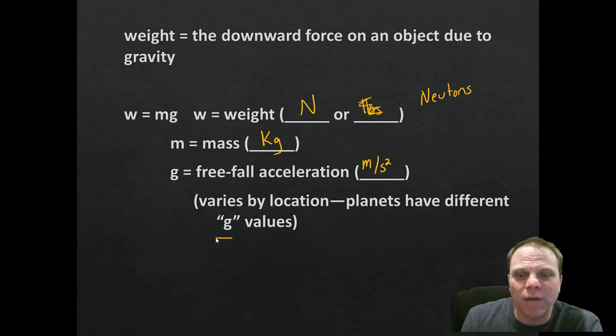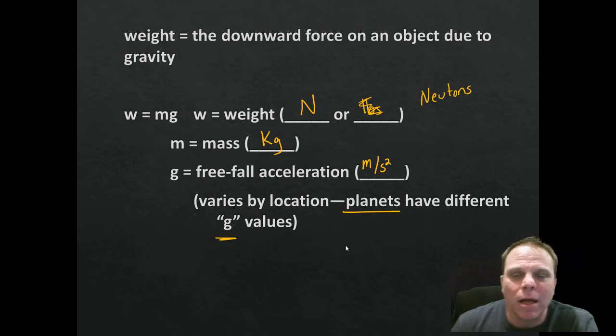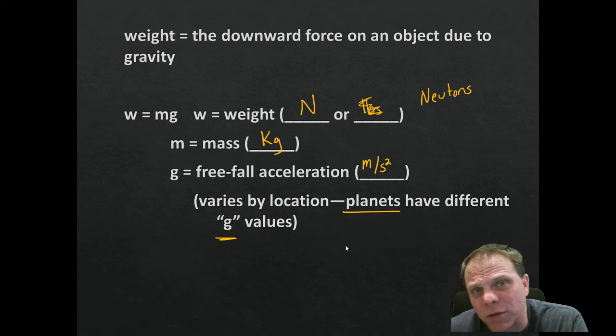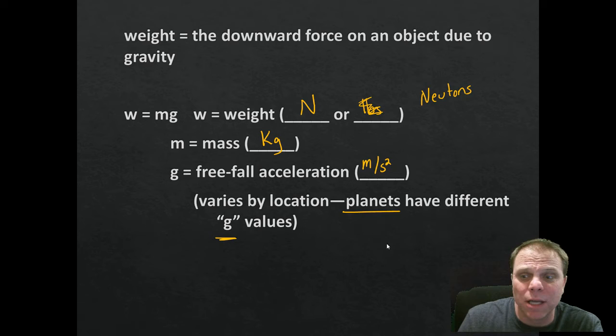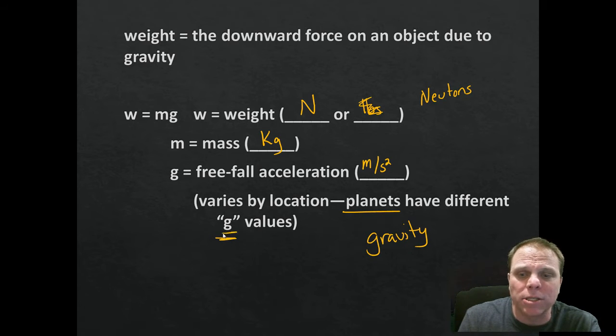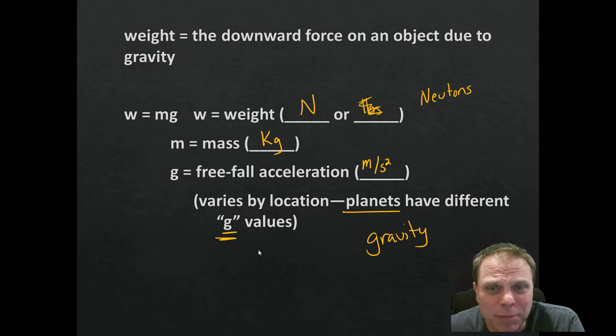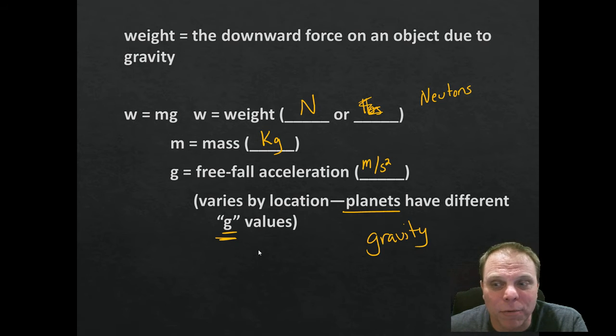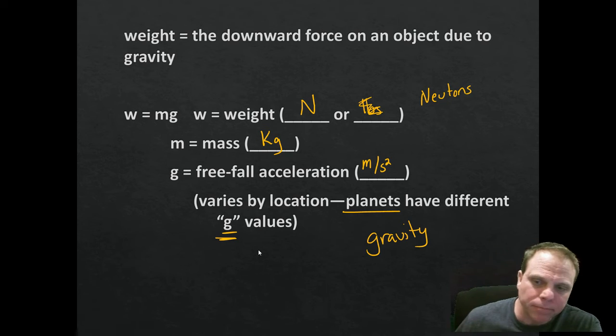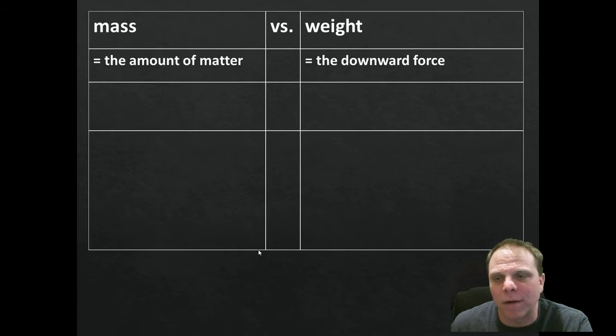Remember that the g value here is going to vary by location. Different planets are going to have different g values because they're going to have different gravity, right? So your free fall acceleration due to gravity, that's probably where that g came from, right? That is going to be different on different planets, okay? And if you have different amounts of gravitational pull, you're going to have different g's. And we'll talk more about the formula for gravity in a little bit here.